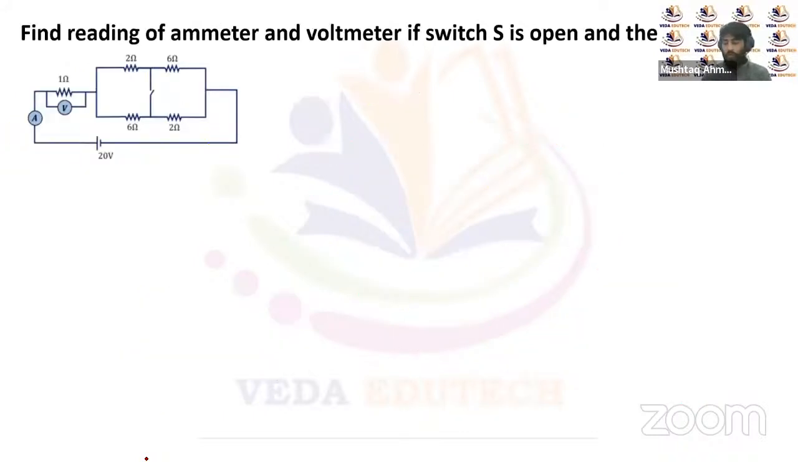So let's move on to the next question. This will be the last question for today. The question is: find the reading of the ammeter and voltmeter if switch S is open and then switch S is closed. In this circuit we have to find the reading of the voltmeter as well as the ammeter, and we know what an ammeter and voltmeter do. An ammeter measures the current flowing through the resistor or through the circuit, and similarly a voltmeter calculates the potential drop across any resistor.